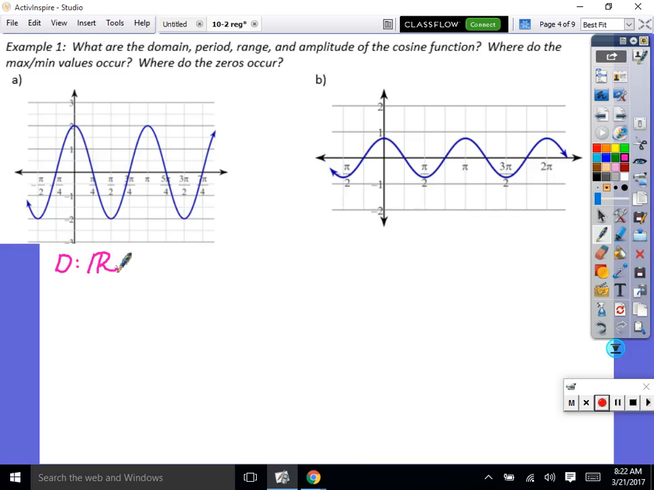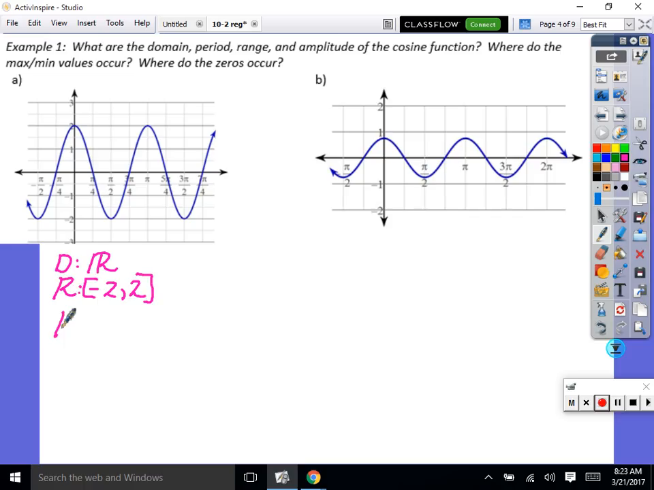Okay, it says the period. It's kind of jumping all over the place. Let's just do range while we're at it. For this function, isn't our amplitude +2 and -2? So isn't our range -2 to +2? The lowest point's -2, highest point is +2.